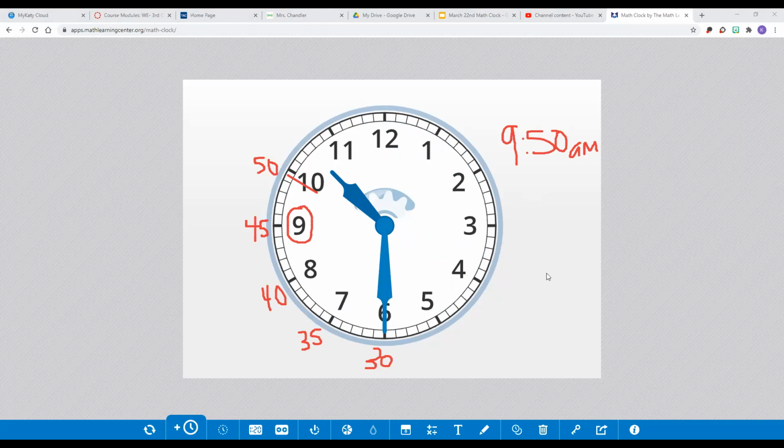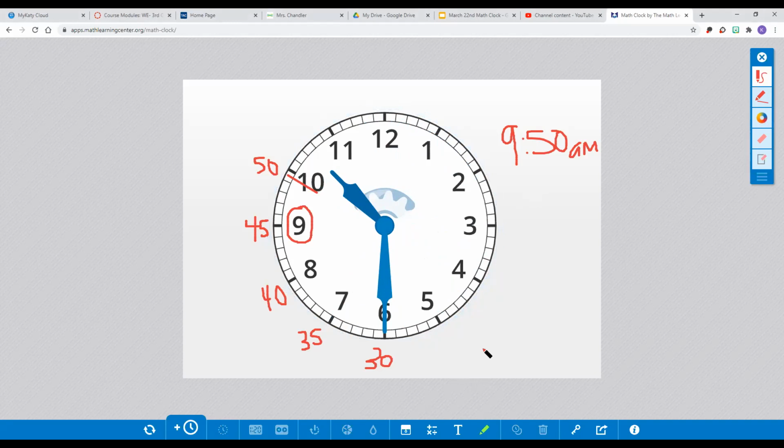Miss Chandler, by the way, if I leave, my network is not on. If I leave again, that's just my network kicking me out. That's okay. And if it keeps on going, it's still my network.